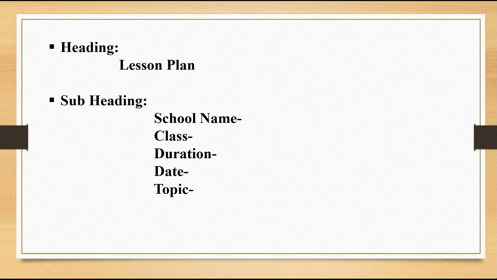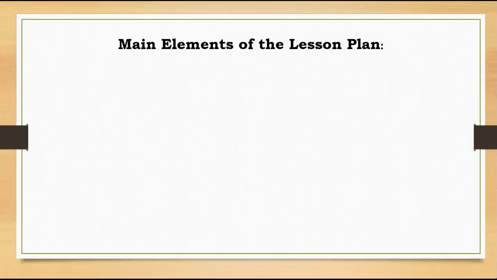So first you'll write lesson plan as the heading, then subheadings will be school name, class to which you are teaching, duration of the class period, date on which the lecture is given, and then the topic that you are planning to teach. Next is the most important part that we need to write, and that is the main elements of the lesson plan. Now let's see what are the main elements.